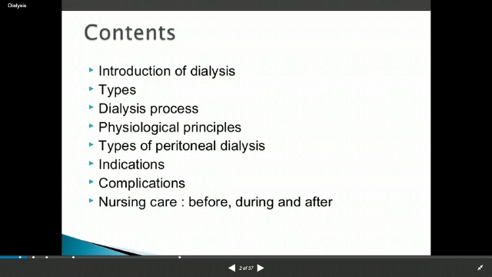So in this lesson, we will learn about the introduction of dialysis. Then we will see what the types of dialysis are. We will discuss the process of dialysis and the physiological principles involved in it. So these are the outlines of today's lesson.